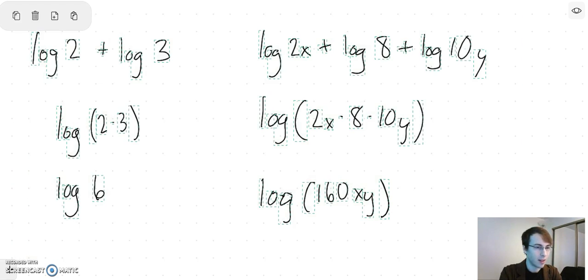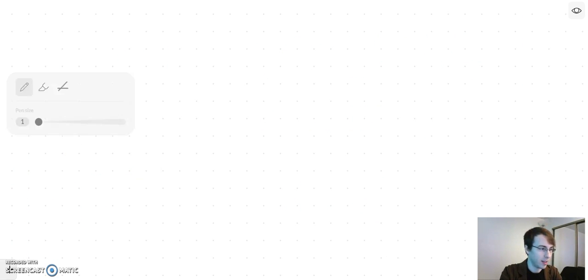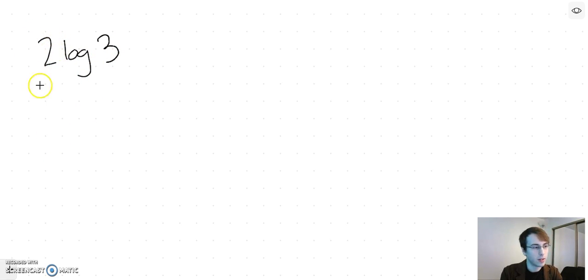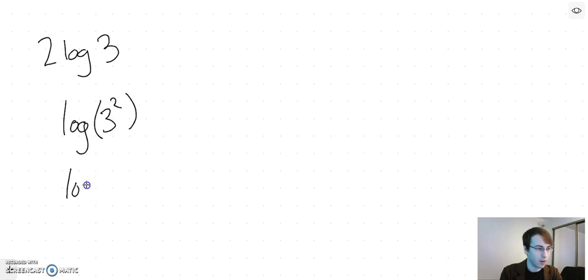The other trick is if you multiply something like, say, 2 log of 3, you can turn this 2 into the exponent of this. So this could be written as log of 3 squared, or just log of 9. And it goes the other way too. You could write log of 9 as log of 3 squared and turn it into 2 log 3.